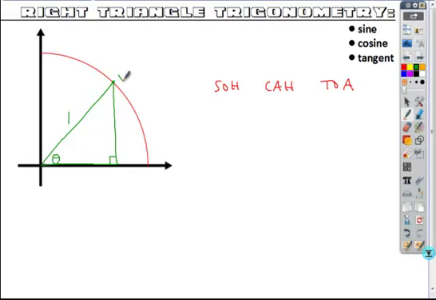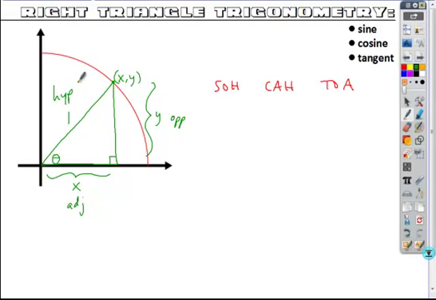And so at this point, x, y, right here, what you can see is that x is the length of the adjacent leg. So this is adjacent here. Y is the length of this opposite leg. Again, this is the leg opposite the given angle. And then the hypotenuse is 1.